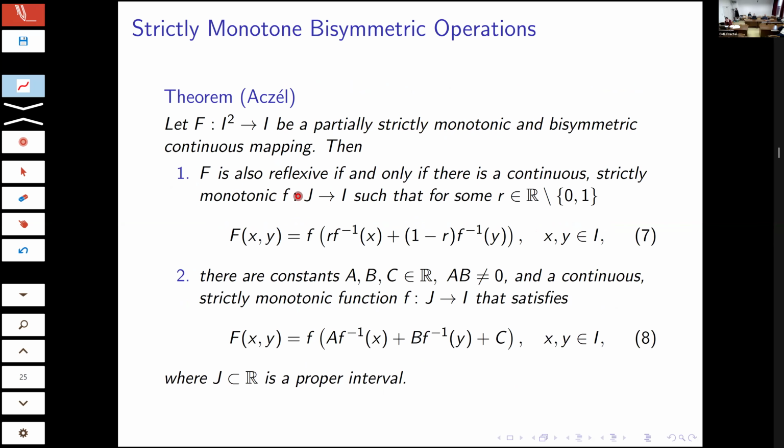Okay, so what was Acel's next step? Acel's next step was that, assuming continuity, he assumed partial strict monotonicity, bisymmetry and continuity. And he said that if F is reflexive, this was the first step, then somehow he can manage to build up another function where symmetry can also be assumed. So from F, not an inverse, but somewhat like an inverse, he can define it. Maybe I can tell about this idea.